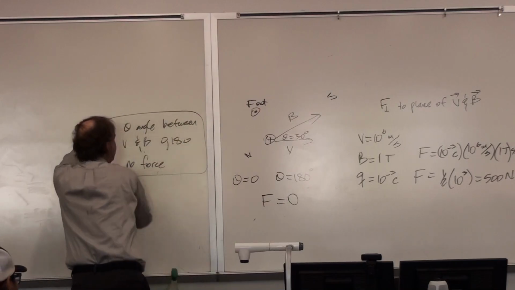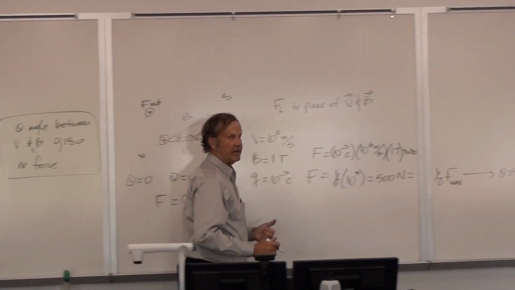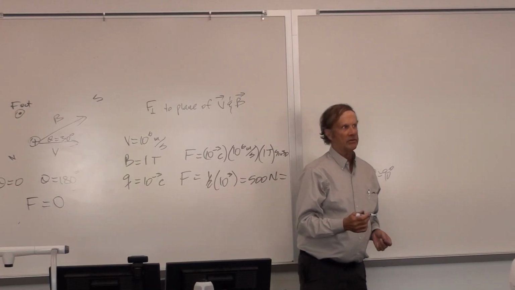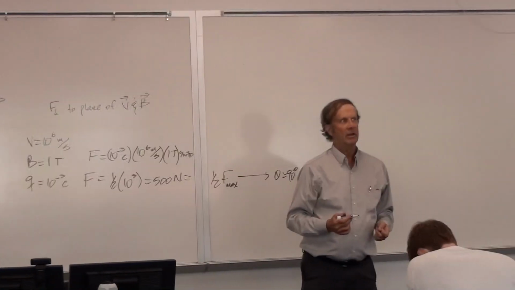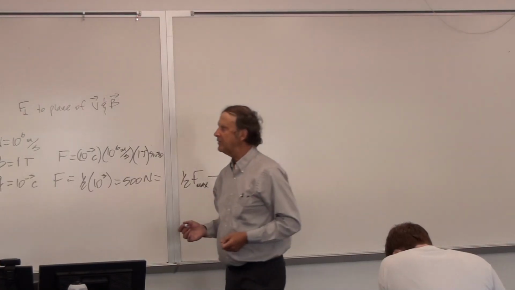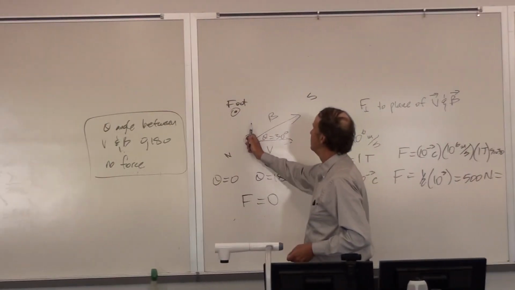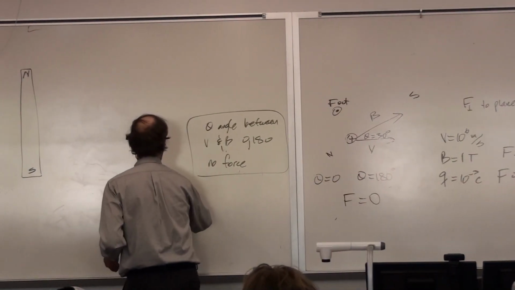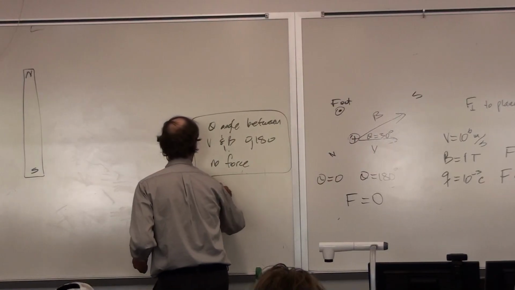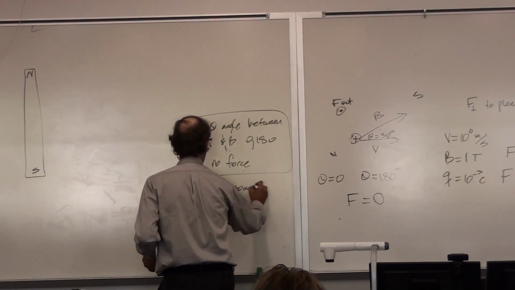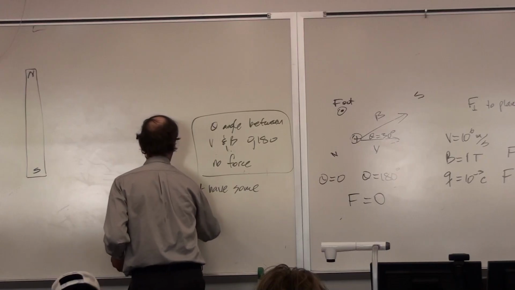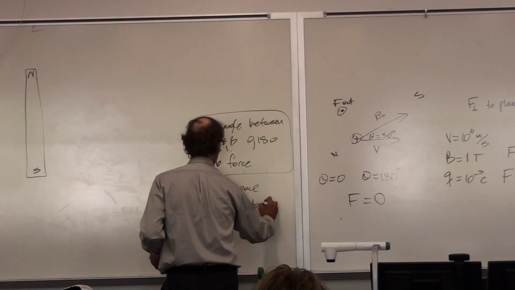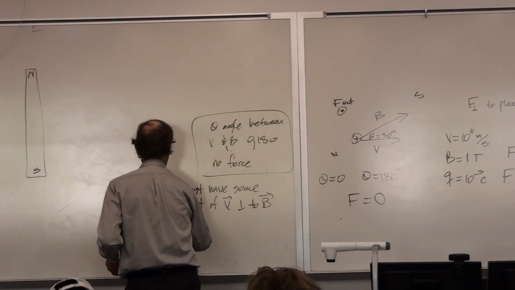So it's not enough to just say that you have a magnetic field that's produced by one moving charge interacting with another moving charge. That's not a necessary condition for a magnetic force. You also have to have some component of V perpendicular to B.